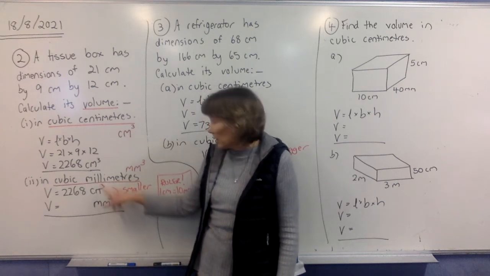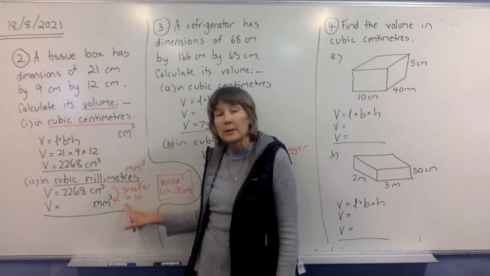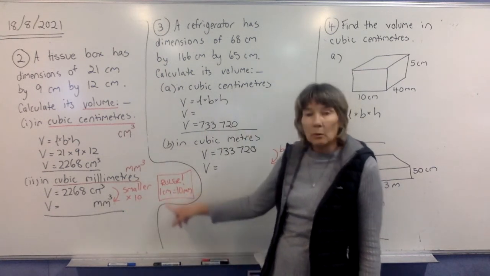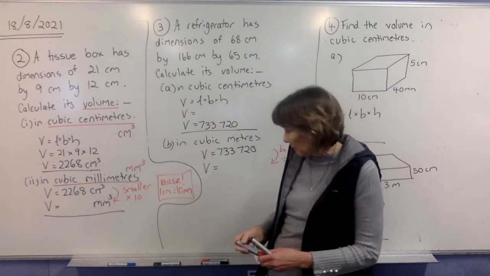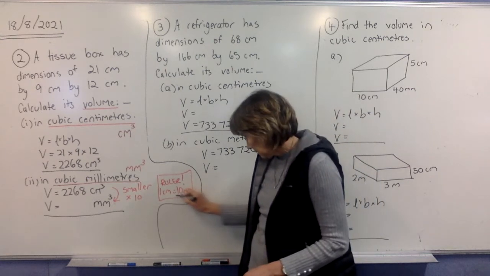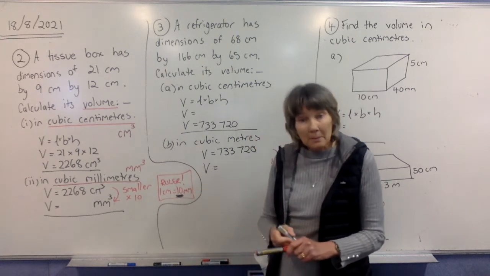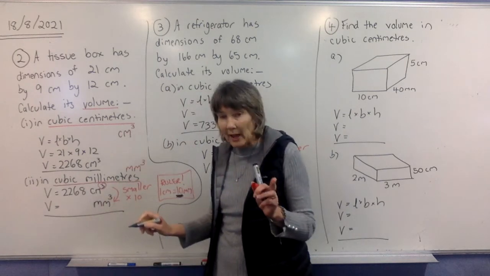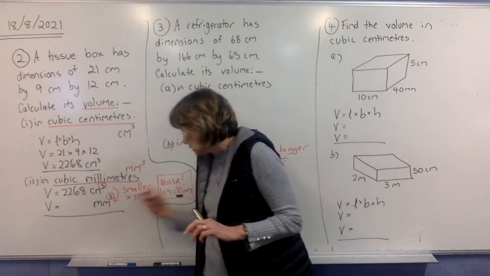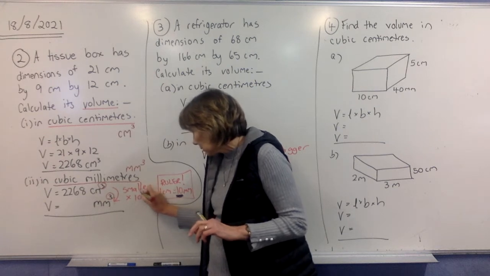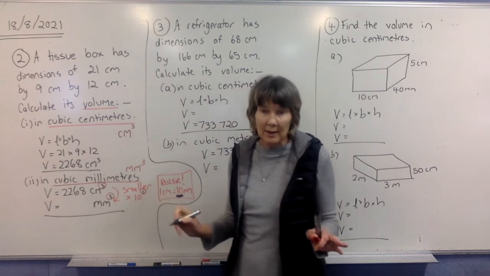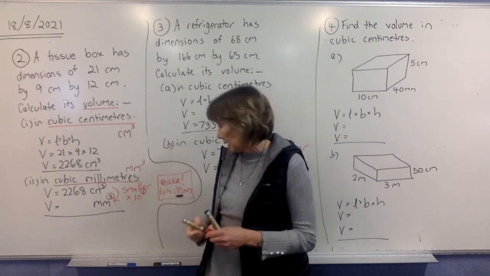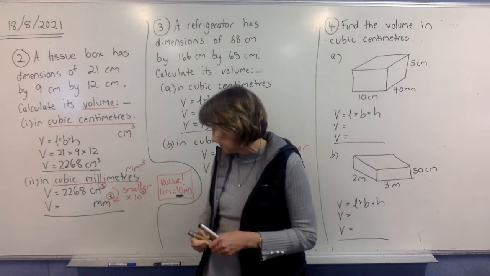To do that, we're going to a smaller unit, so we're timesing. Now, if you think about your ruler, 1 centimetre equals 10 millimetres. So we're going to be timesing by 10, but remember that if that's cubed and that's cubed, this gets cubed. That's a really badly done thing in tests. A lot of people just times by 10 and get it wrong. You have to times by 10 cubed.